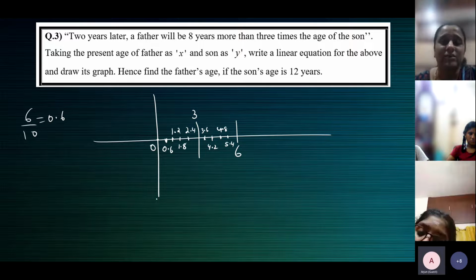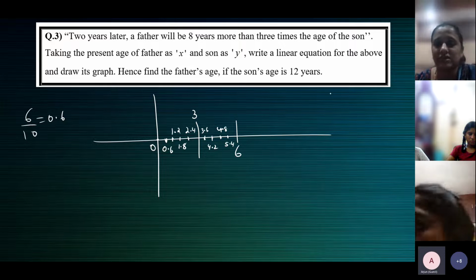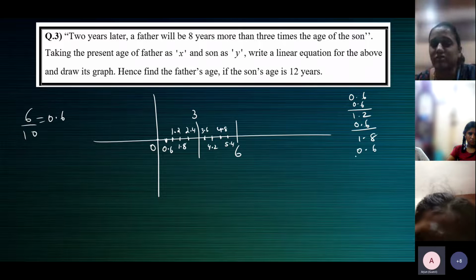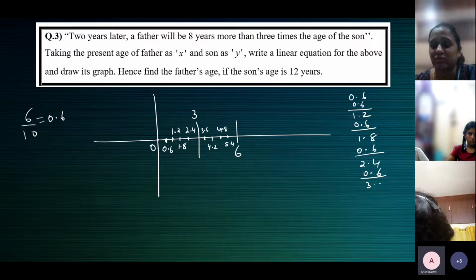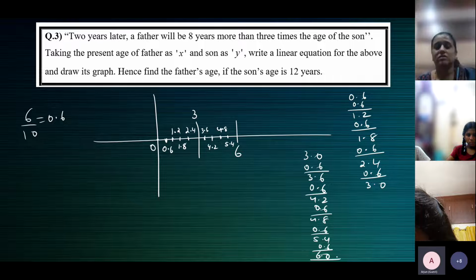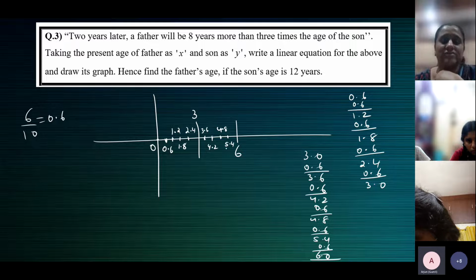6 divided by 10, 1 centimeter is equal to 6 units, 6 divided by 10, 0.6. So from 0 to 6, 0.6. Then skip count in 0.6. 0.6 plus 0.6, 1.2. 1.2 plus 0.6, 1.8. 1.8 plus 0.6, 2.4. 2.4 plus 0.6, 3. 3.0 plus 0.6, 3.6. Plus 0.6, 4.2. Plus 0.6, 4.8. Plus 0.6, 5.4. Plus 0.6, 6. We skip count in 0.6. So this is how you read the subdivisions between 0 and 6.